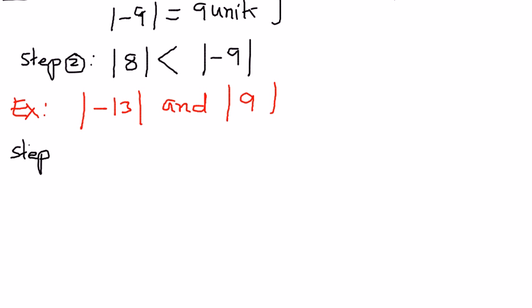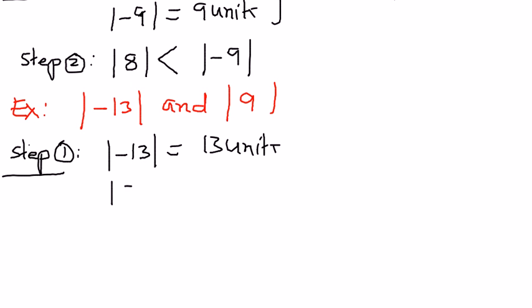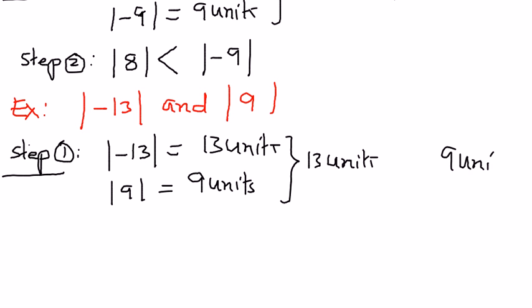As we start, step number 1. The absolute value of -13 is equal to 13 units, and the absolute value of 9 is 9 units. Then if we were to make a decision here, writing 13 units and 9 units side by side, is 13 units larger than 9 units? Yes, so we put a greater than symbol, like that.